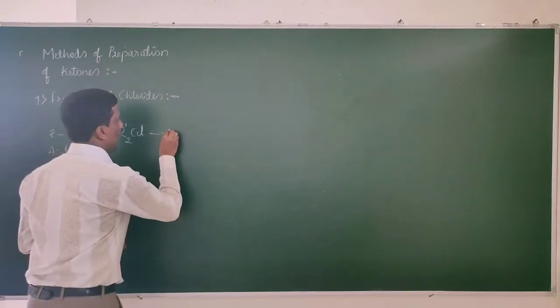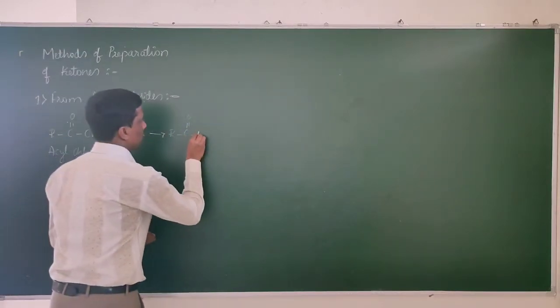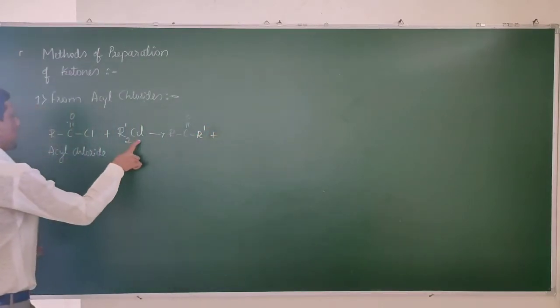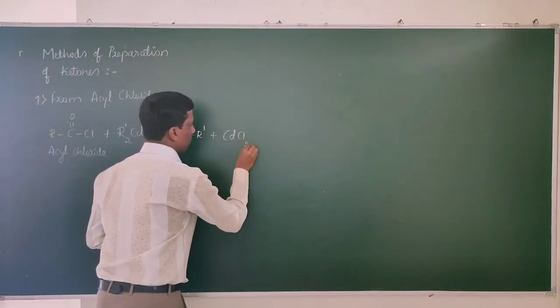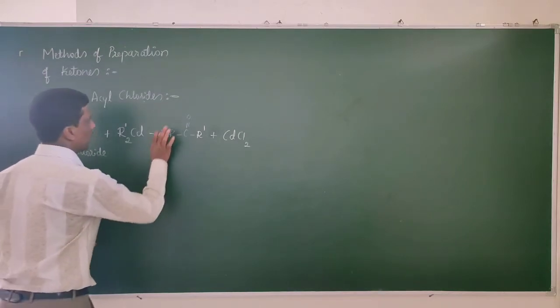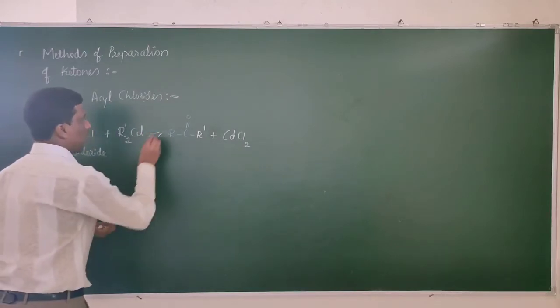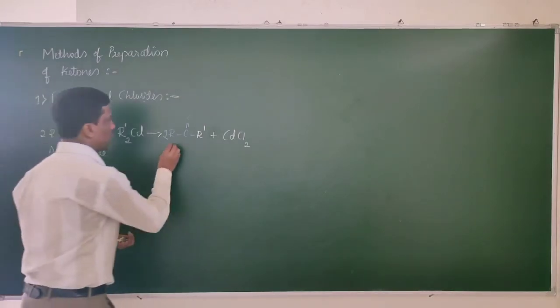Here R' plus this cadmium reacts with the Cl, giving cadmium chloride. Okay, to balance this reaction, consider 2 molecules of RCOCl and 2 molecules of R'H. This is what? Ketone.